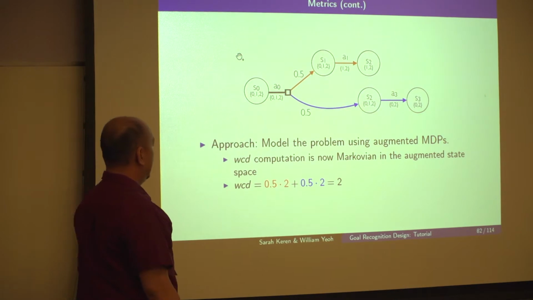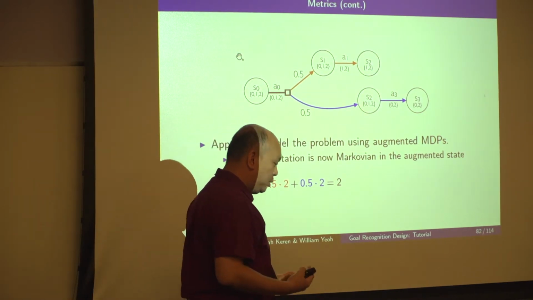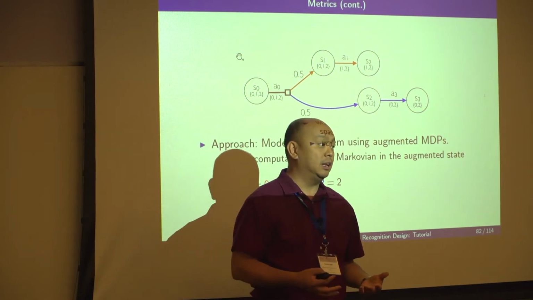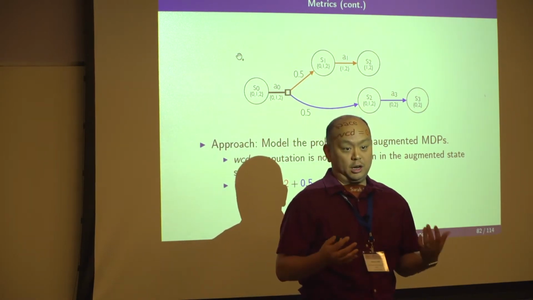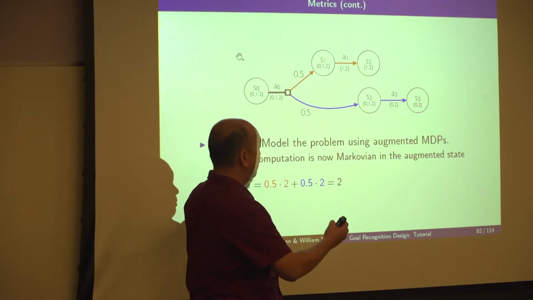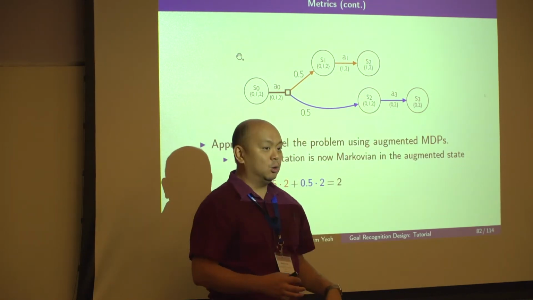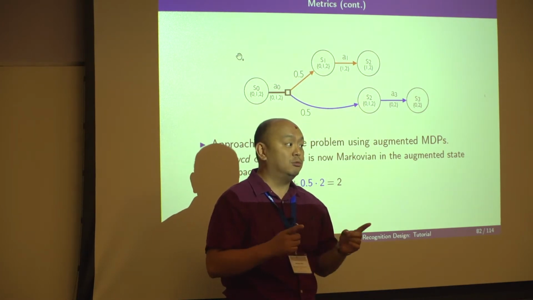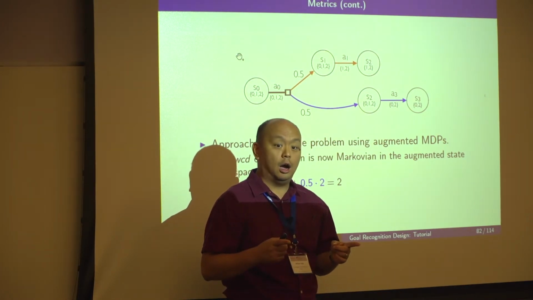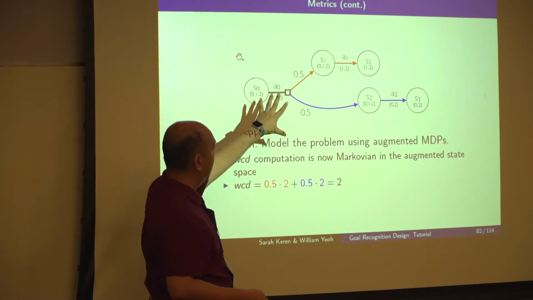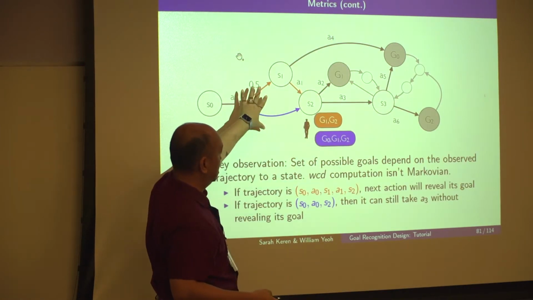So what we then did is that, all right, the computation of WCD is not Markovian in the original state space, but it is Markovian in what we call an augmented state space, where we create this augmented MDP, where states are now not just the traditional states, but they are augmented with the set of possible goals for that state. So this augmented MDP corresponds to this problem over here.